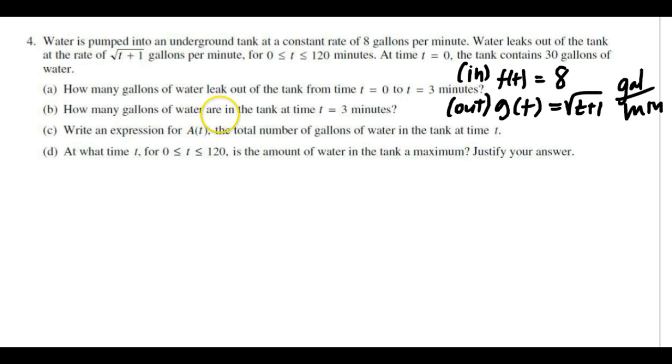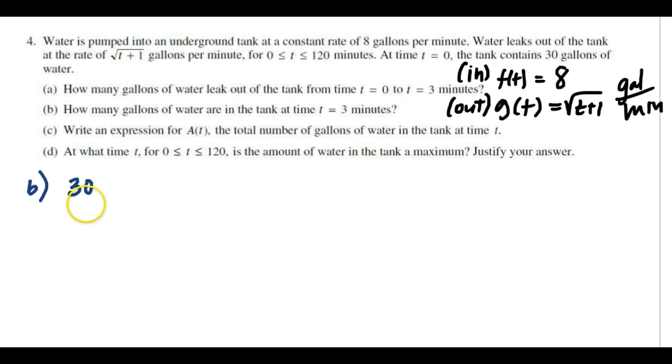How many gallons of water are in the tank at time t equals 3 minutes? So this one is sort of a tricky one. Well, at the start, there were 30 gallons of water in the tank. So now we have to take that into consideration because we want to know how many gallons are in the tank at 3 minutes, and that depends on how many there were to begin with. So for part B, we're going to start with the fact that there were 30 gallons in the tank to begin with.